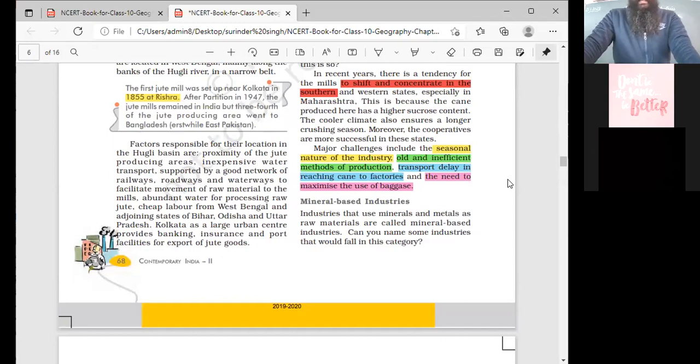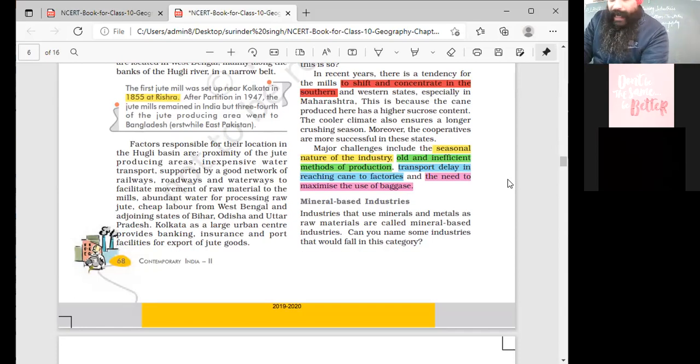One more, erratic power supply. The production of most sugar mills is affected by the supply of electricity. Why? Because most sugar mills are concentrated in those sites where the population is larger. In such areas, power supply is given mainly to the settlements, and less to the industries. This is also a problem related with the sugar industries. Clear? These are the problems associated with the sugar industries in India.